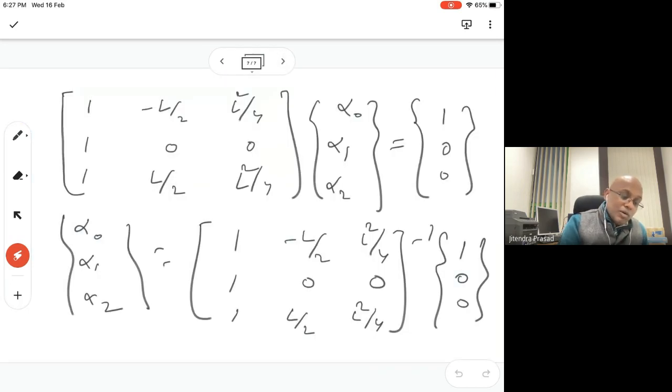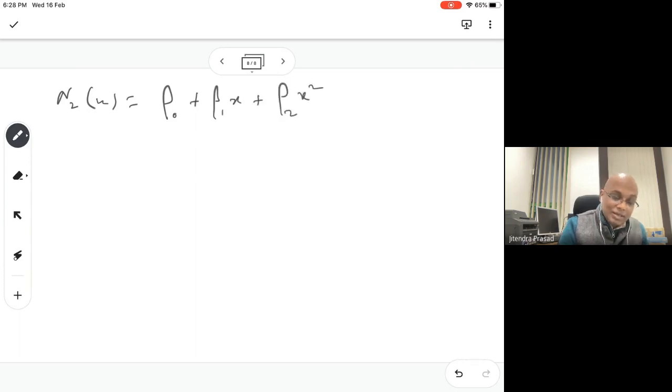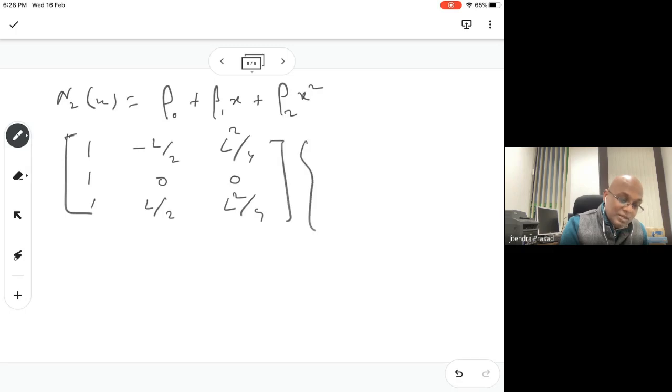Okay. Now, similarly, you can have N2(x) equal to beta naught plus beta 1 x plus beta 2 x square. Similarly, you can formulate and find that in that case, the matrix with rows 1, minus L over 2, L square over 4; 1, 0, 0; and 1, L over 2, L square over 4, times beta naught, beta 1, beta 2, is equal to 0, 1, 0.